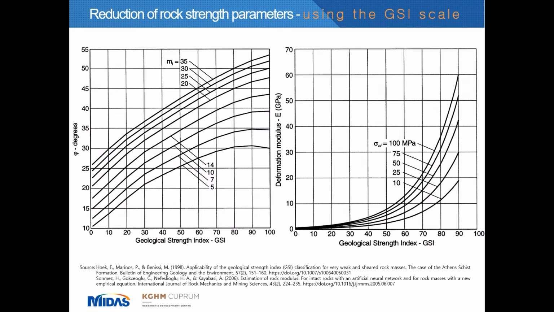And here you can see examples of changes in the angle of internal friction and deformation modulus depending on the selected GSI value. Of course, the reference level in the GSI scale is 100 points, which corresponds to the strength of intact rock resulting from laboratory tests. And now the reduction of the GSI value makes it possible to read the values of the angle of internal friction and the deformation modulus from the graph. So you can check what level of angle of internal friction or deformation modulus will correspond with your GSI level.